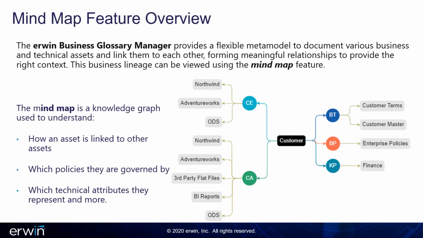and link them to each other, forming meaningful relationships to provide the right context. This business lineage can be viewed using the Mind Map feature. The Mind Map is a knowledge graph used to understand how an asset is linked to other assets, which policies they are governed by, which technical attributes they represent, and more.